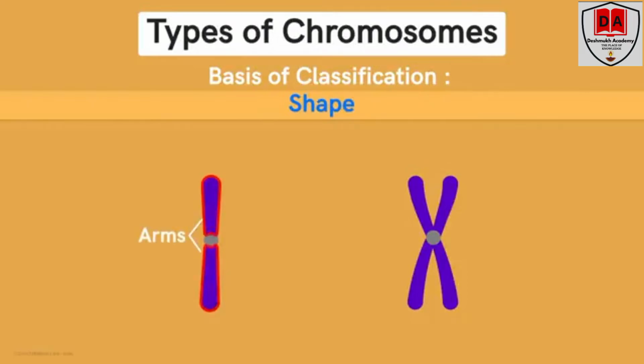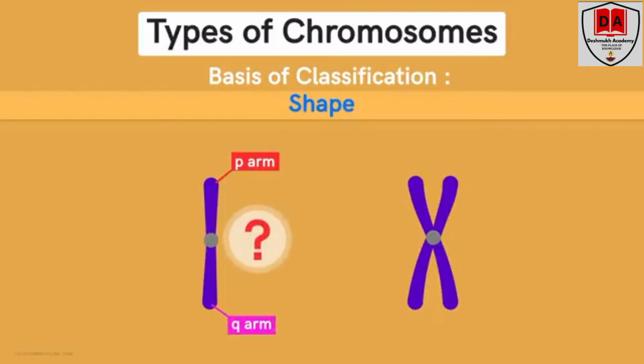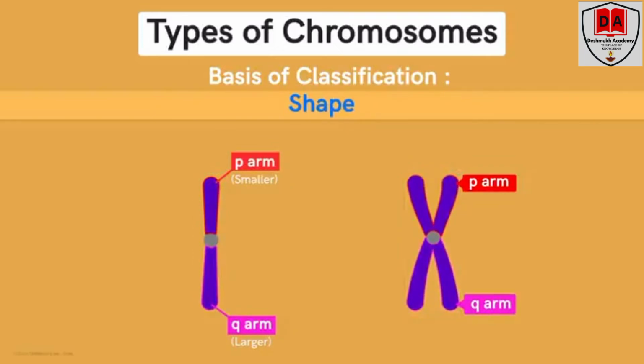Here, these two regions are called the arms of the chromosome. This arm is named as the P arm and this is known as the Q arm. So how do we recognize which is the P and which is the Q arm? Is it based on their positions? Nope, it depends on the size. The smaller arm is the P arm while the larger one is the Q arm. So this chromosome has one P and one Q arm, while this one has two P and two Q arms.